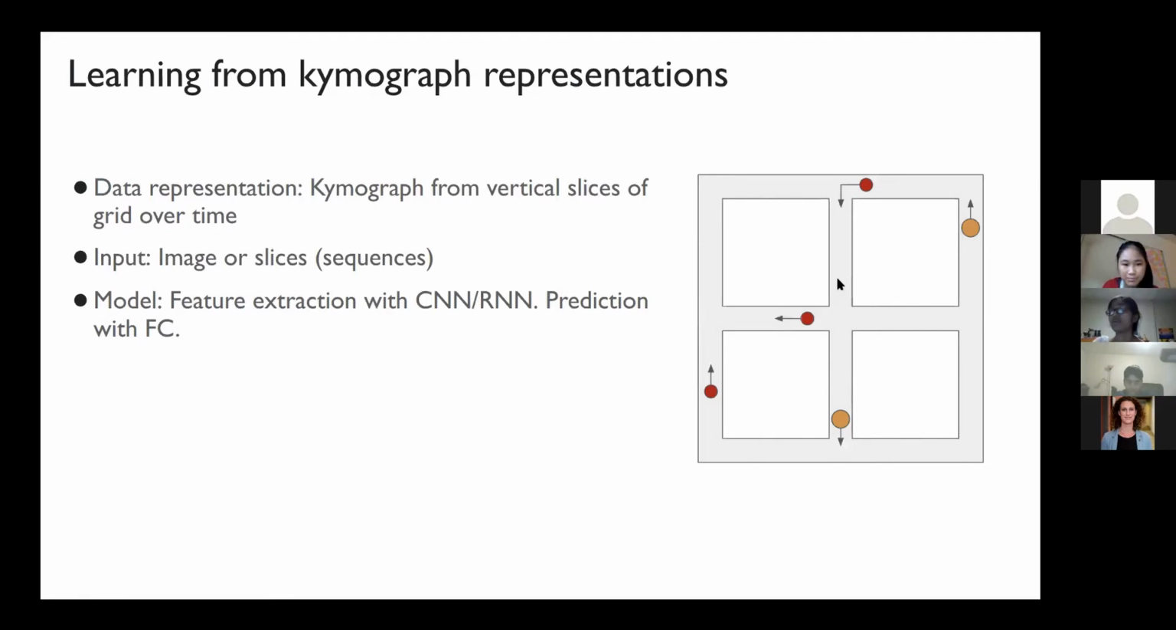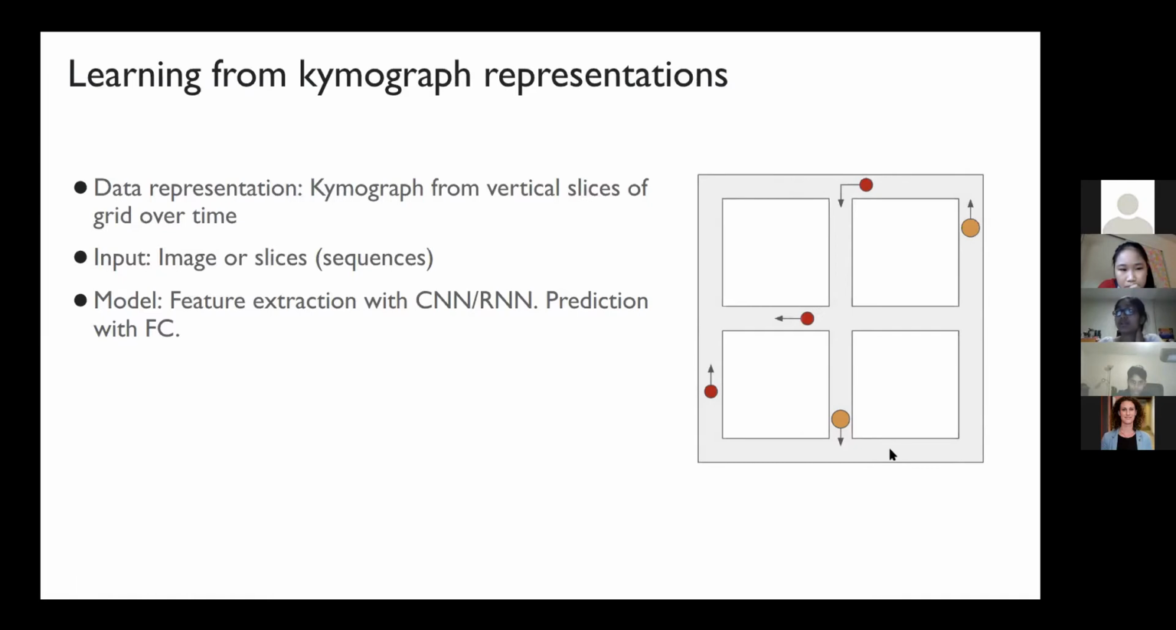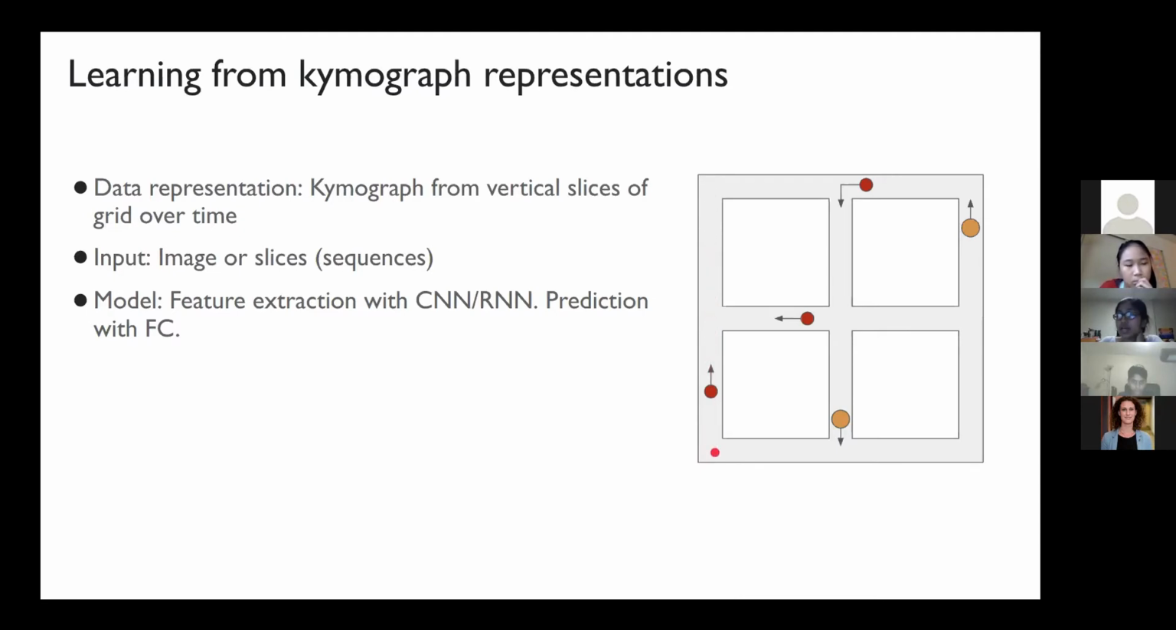When I talked about kymograph representations, I want to tell you a bit more about this. On the right, we have what we call an assay. It's a grid in which blood cells are flowing, and we have various images at different snapshots in time from such assays. We take vertical slices of this grid over time. So we look at this channel, take pixels from this channel, and club them up over time, and that's called a kymograph.